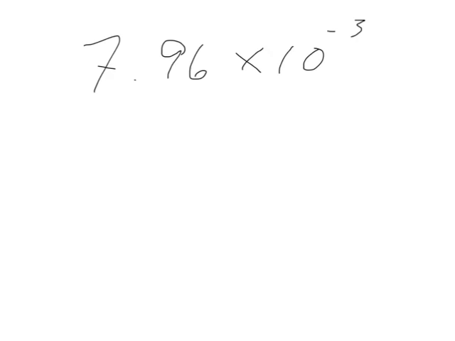So for example, I'm looking here. I have 7.96 times 10 to the negative third. One digit, that's fine. A decimal, the rest of the number. It is being multiplied, and I have times 10 to a whole number. It's negative, but that's okay. This is indeed scientific notation.